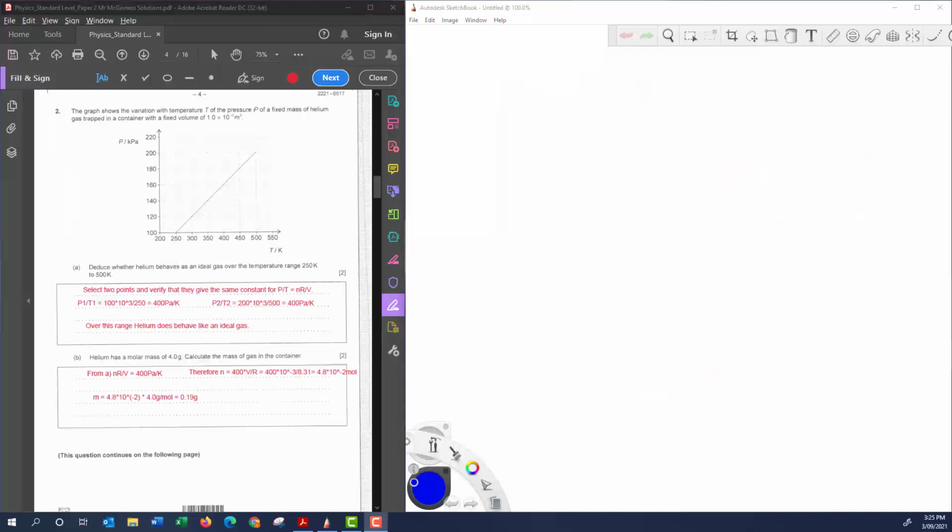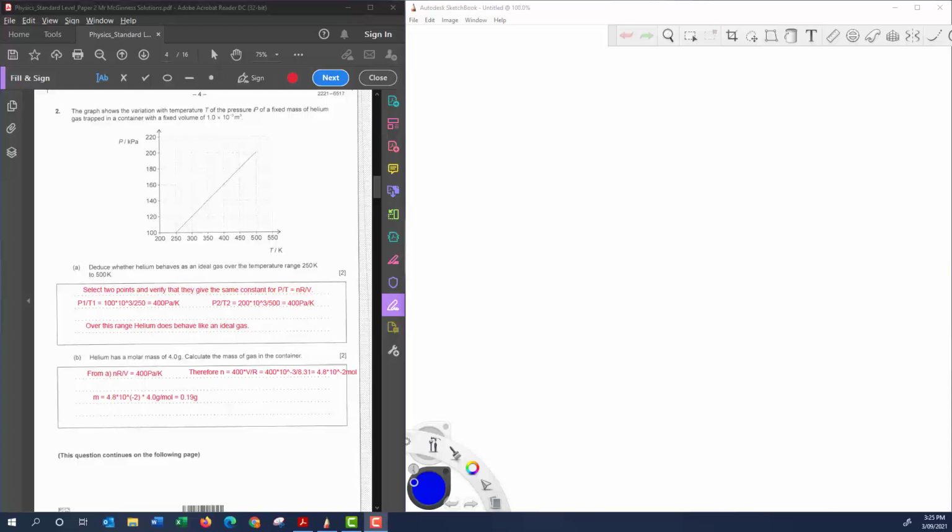So we're on page 4 now, and they've given us this graph of the pressure against temperature. Now there's a couple of things to watch out for, and one of the biggest ones is that the units of the pressure is kilopascals. So it's not a standard unit, it's times 10 to the 3. So we just have to take that into consideration when we do all our calculations.